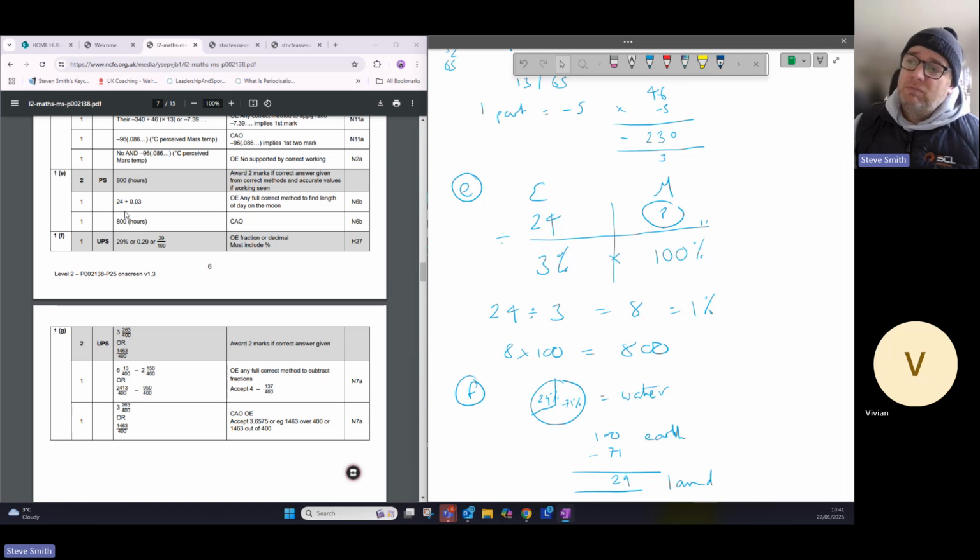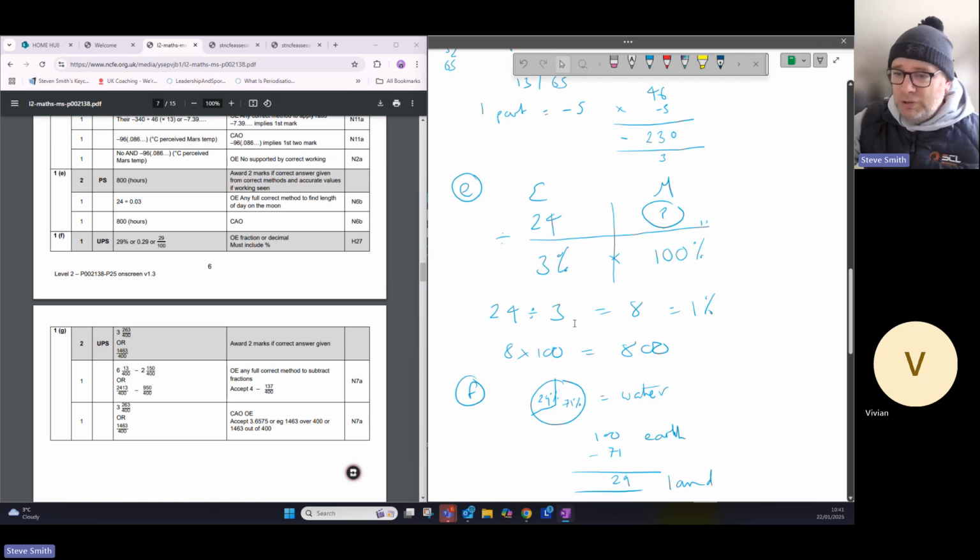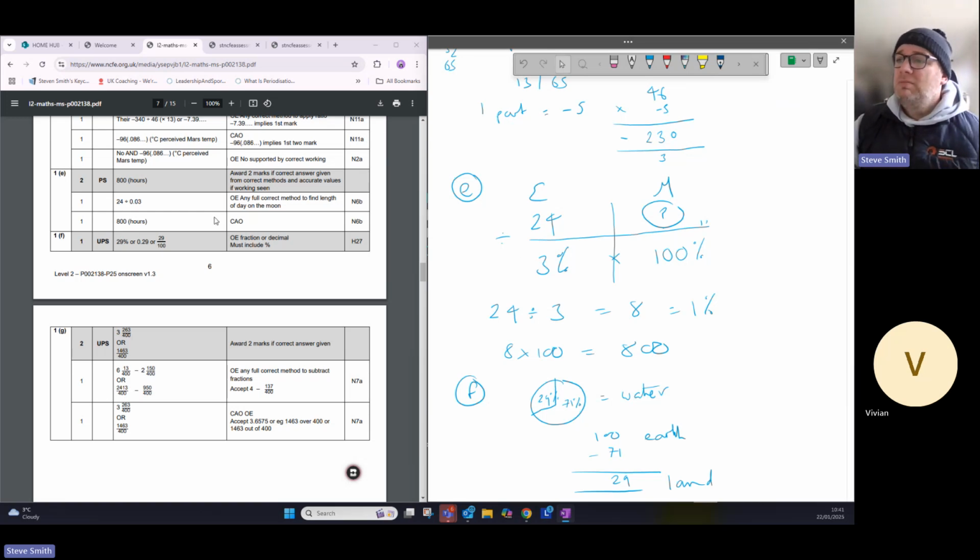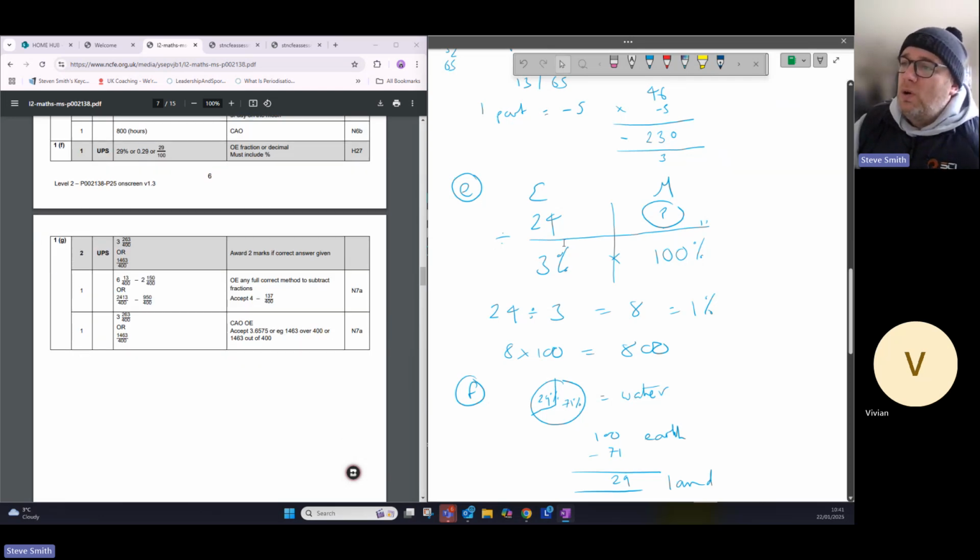They've done it slightly different. They've done 24 divided by 0.03. That's exactly the same as what we've done. They've just put the double zeros on here. I never really do that. I know it's 2 steps because I'm times-ing it by 100 in my head, but I'm okay with that. So yeah. Right, let's go to the next one.